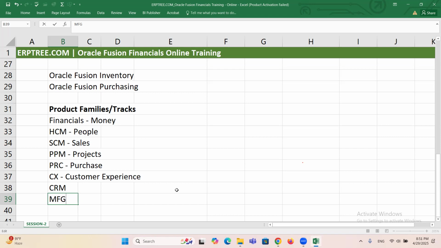So this is how we have different product families from Oracle. You can call these different tracks. Which track or product family are we going to learn? Financials. We are going to learn the financials application. There are many other product families, but we don't need to focus on them. Just be aware of them, because these applications revolve around financials with some connection. We will understand how and where these applications interact once we get into the application.